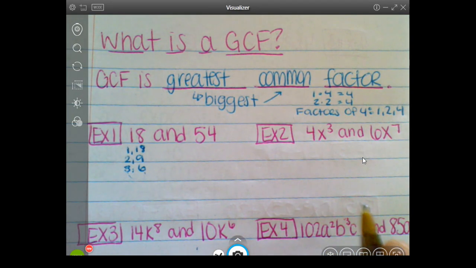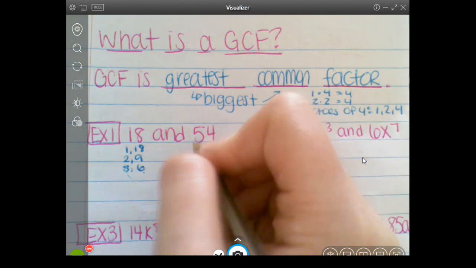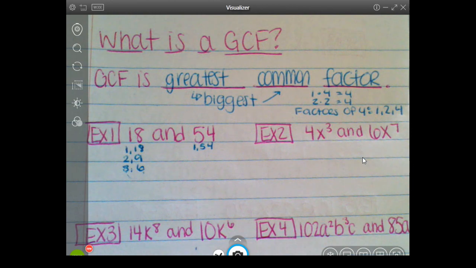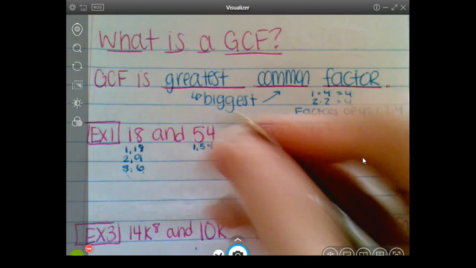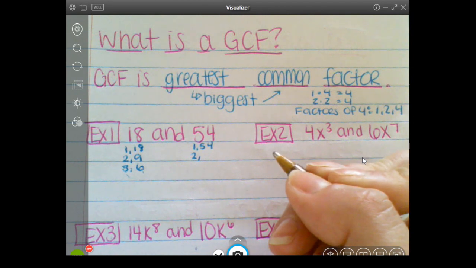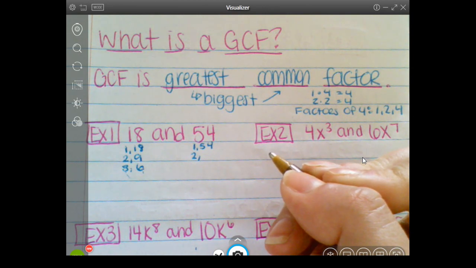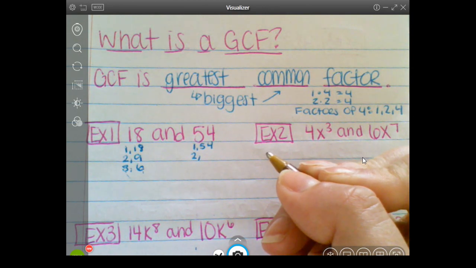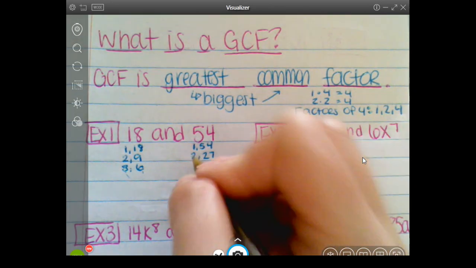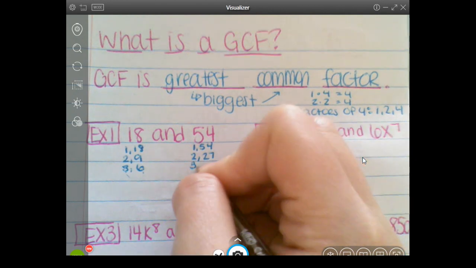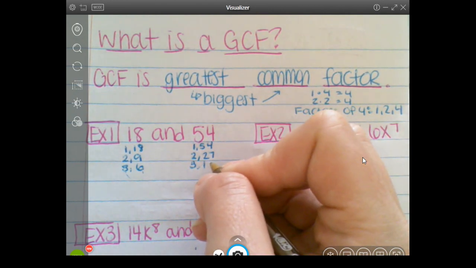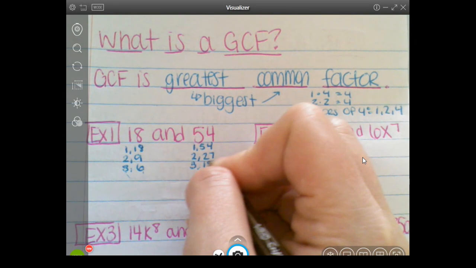So if we try it with 54. So I get 1 and 54. And then if I divide by 2, I get 2 and 27. Sorry. If I divide by 3, I get 3 and 18.